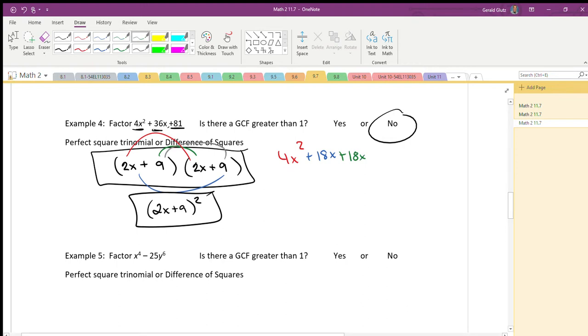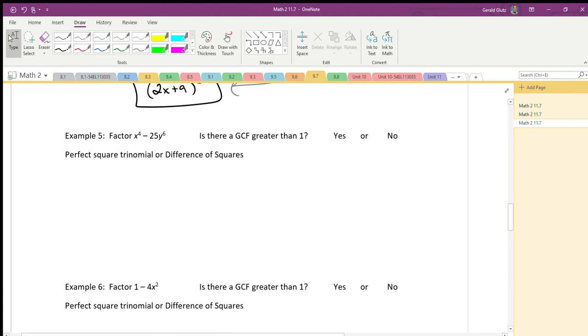And then the last, 9 times 9, is 81. So if you combine like terms, the green and the blue, that would be 36x. So it equals our original problem, so it is correct. So (2x + 9) all squared is our correct answer.